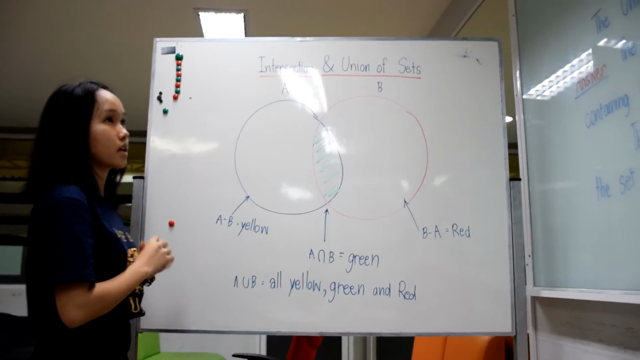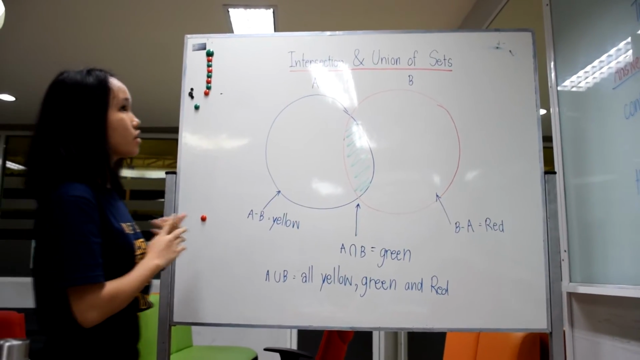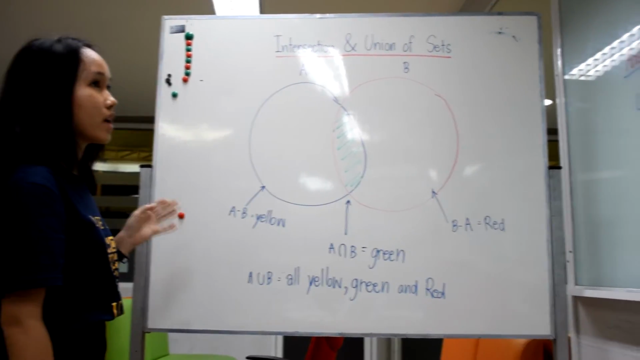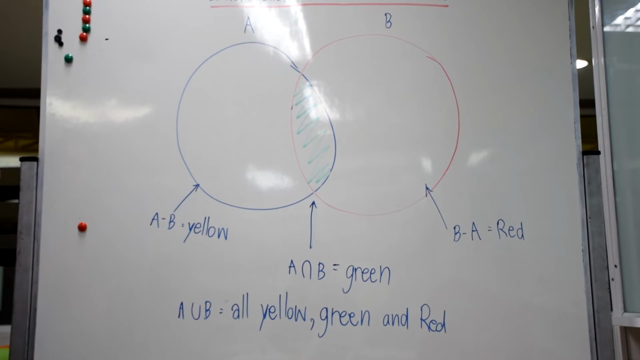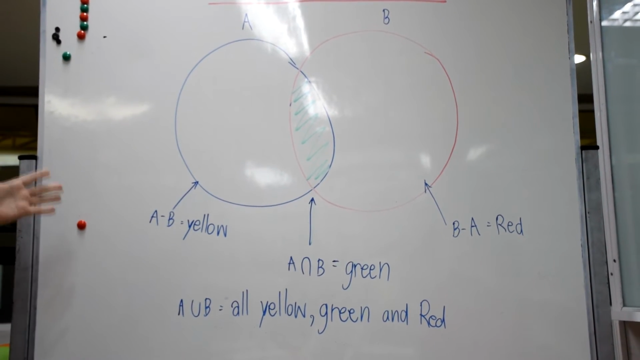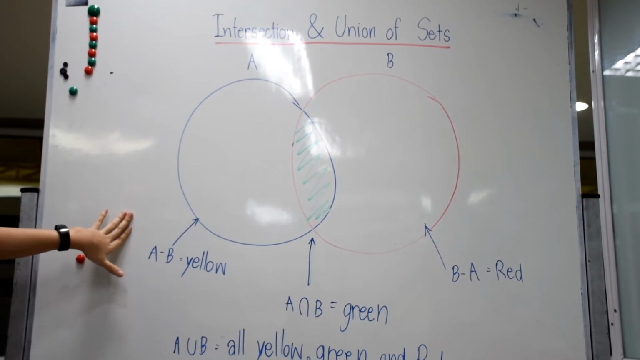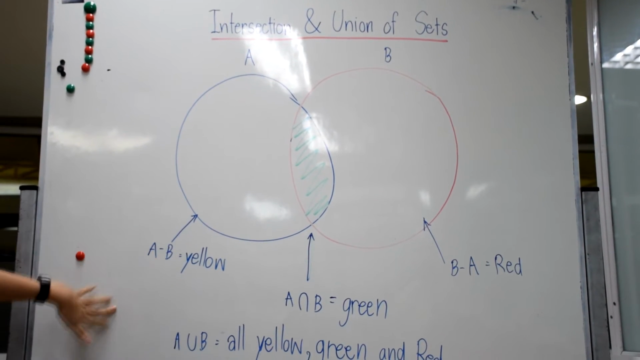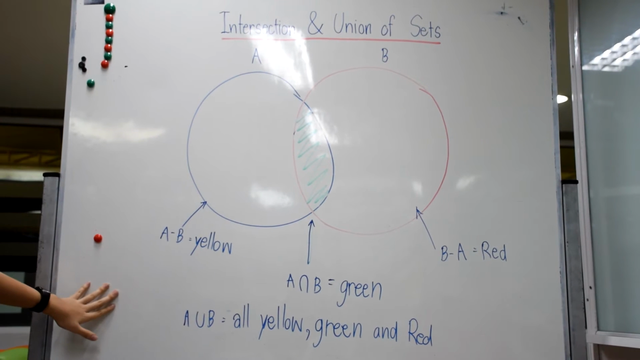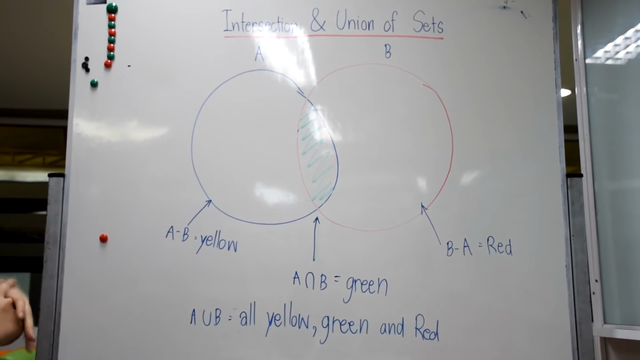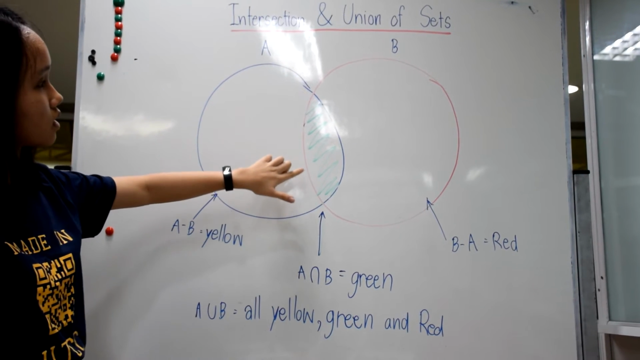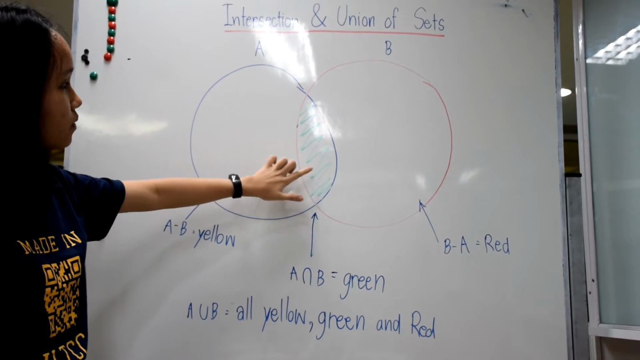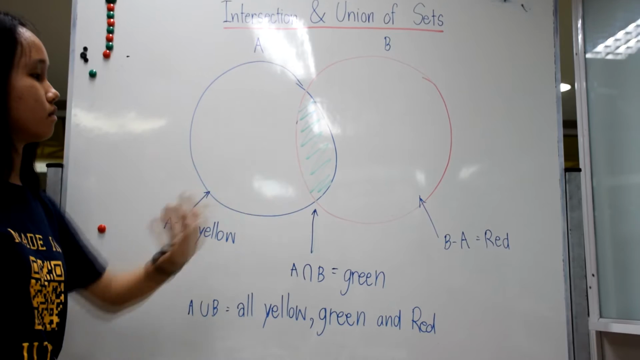Union and intersection of two events. The union of two events is containing all sample points that are in A or B or both. You can see in the picture, yellow, red, and green is A union B, and the intersection is just A intersect B. You can see in the picture it is just the space of green color.